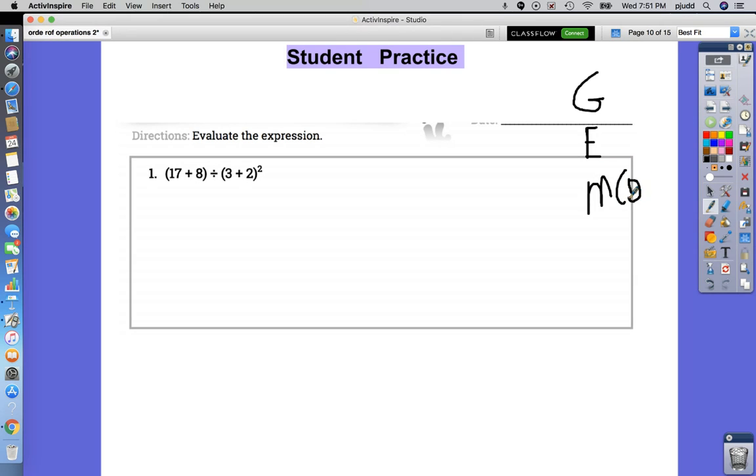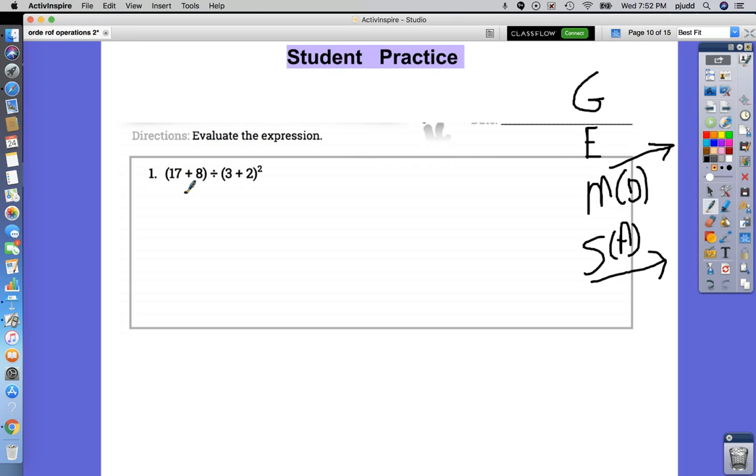Multiplication or division. Subtraction or addition. And again, this is left to right. Left to right. And evaluate the expression. Well, I have a set of parentheses. I have a division. I have another set of parentheses, and I'm squaring what's in those parentheses. So I'm going to clear my parentheses first.